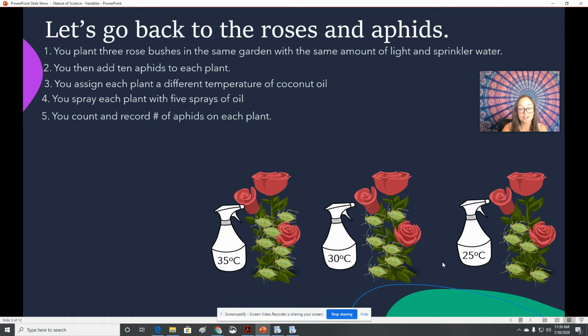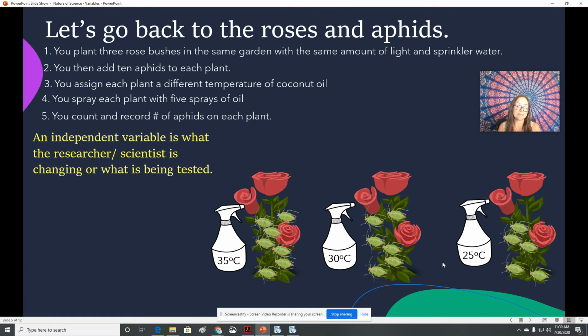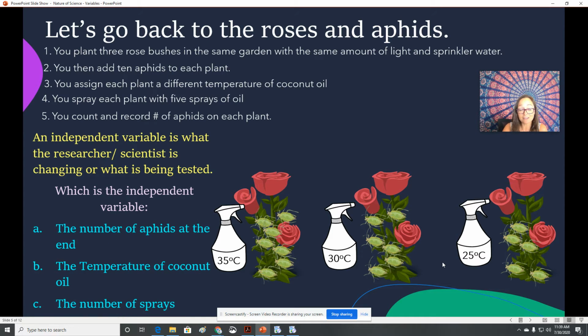aphids on each plant. So, in this experiment here, let's talk about our first variable called the independent variable. The independent variable is what the researcher or the scientist is changing or what is being tested. So in this experiment here, I want you to think about what are we testing? What are we curious about? What are we in charge of changing? So here we have 3 choices. Which of the following is the independent variable? Is it the number of aphids at the end? Is it the temperature of coconut oil? Or is it the number of sprays?